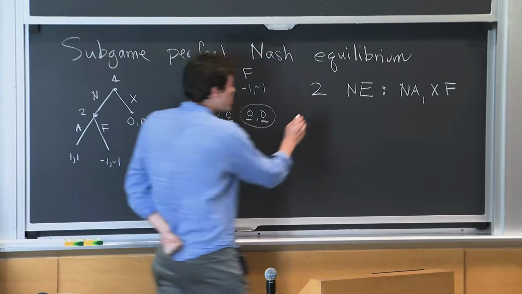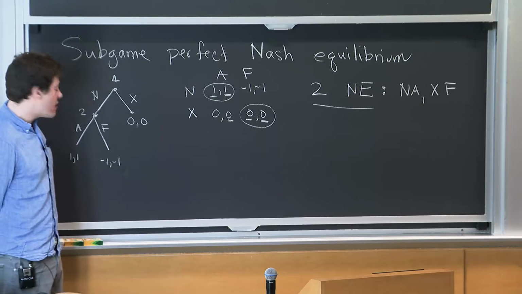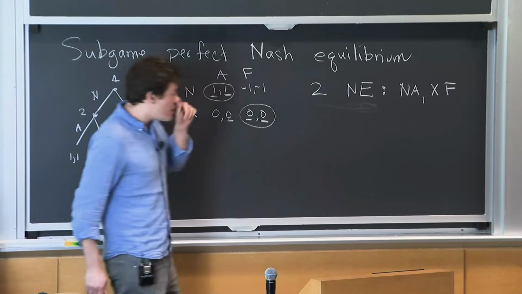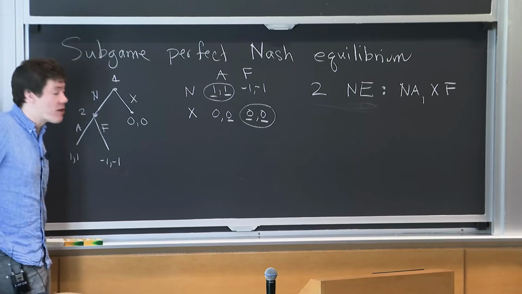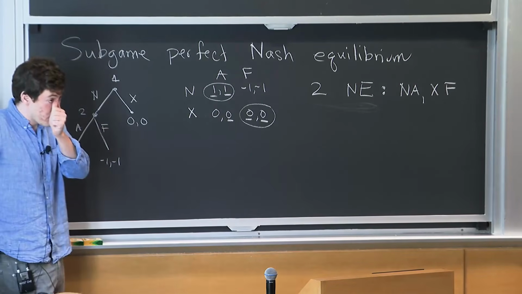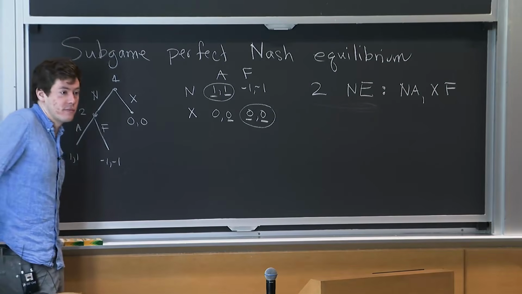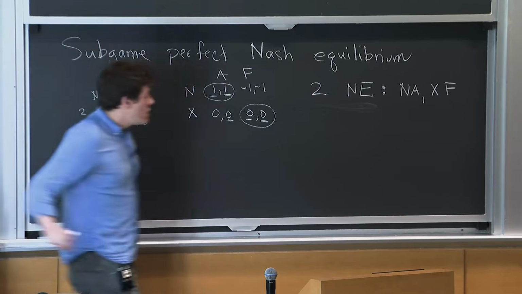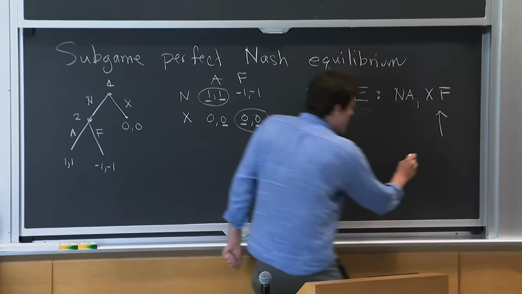But we argued last week that in games like this, one of these is more compelling than the other. Do you find a problem with any of these Nash equilibria? Does any of them involve a non-credible threat that maybe makes it less compelling than the other Nash equilibrium? Yeah? Is the player 2 will fight a credible threat in XF? Right. So this is a Nash equilibrium, but this involves a non-credible threat.